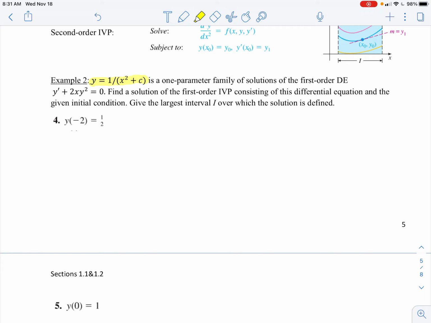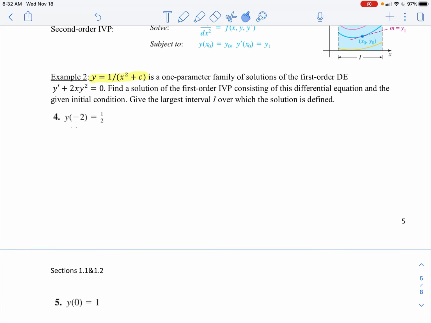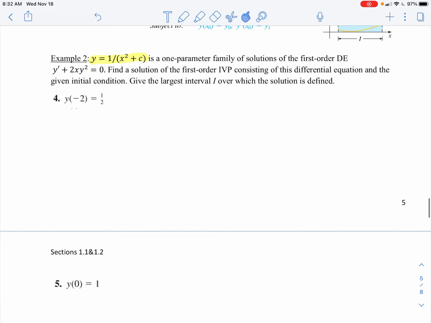All we need to do is find a solution of the first order initial value problem consisting of this differential equation and the given initial condition. And we want to get the largest interval I over which the solution is defined. All right, so we're already told that y equals 1 over x squared plus c is a solution, so that's already taken care of. Now we're going to substitute in our x value, which is negative 2, and our y value, which is 1/2. So I'm just going to go ahead and plug in.